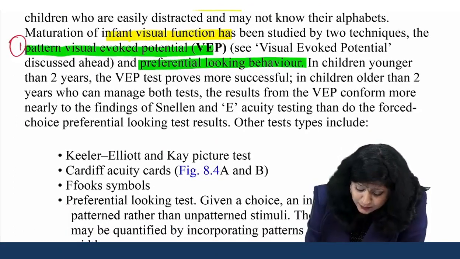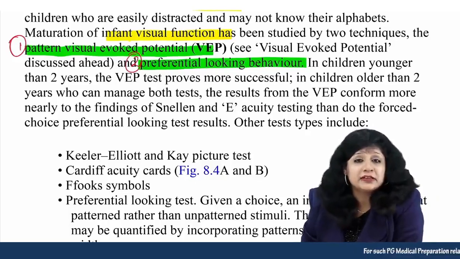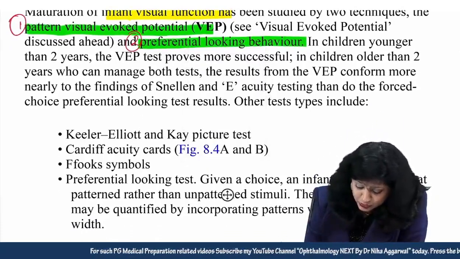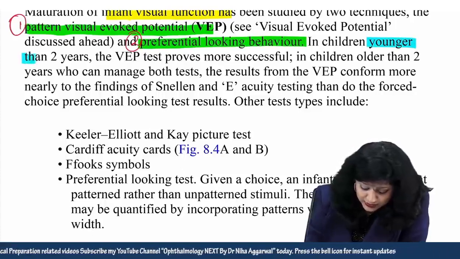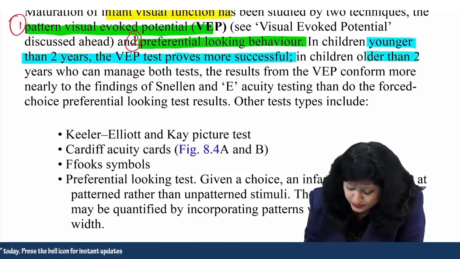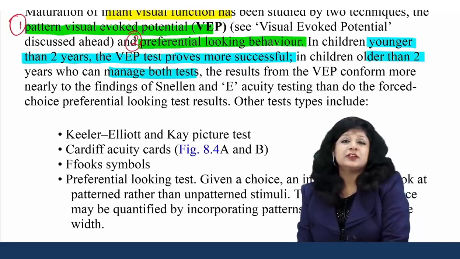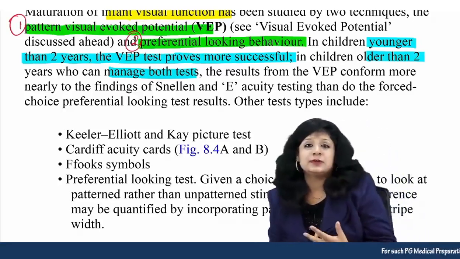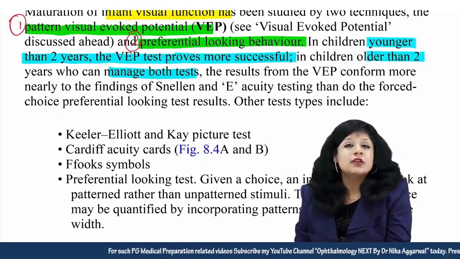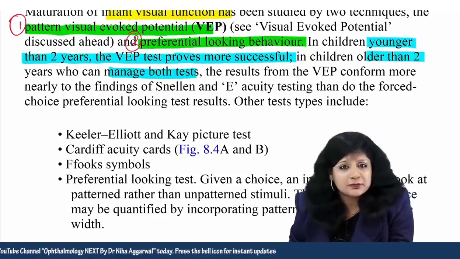Preferential looking behavior is used in the optokinetic nystagmus drum test also in children younger than 2 years. Now for those children who are even less than 2 years, the VEP test proves more successful. Children older than 2 years can manage with both the tests. For those younger than 2, the preferential looking becomes difficult, because they are not holding any preference most of the time. So you have to have a great deal of observation, but those more than 2 can be managed with both.